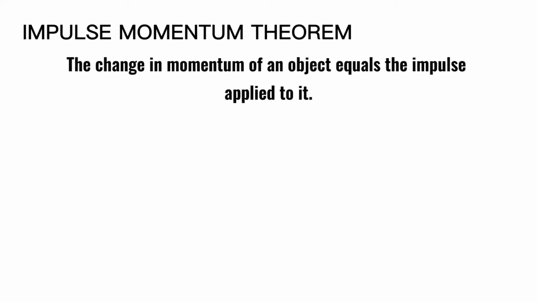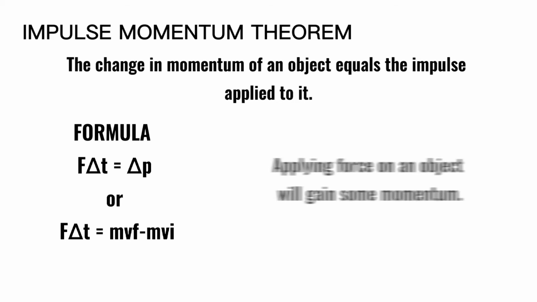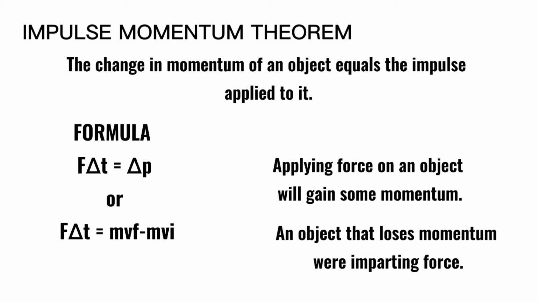The impulse-momentum theorem states that the change in momentum of an object equals the impulse applied to it. So, it is the combination of impulse and momentum. Since it is a combination of impulse and momentum, their formula is also a combination of impulse and momentum. Always remember that applying force on an object will give it some momentum. An object that loses momentum is imparting force.